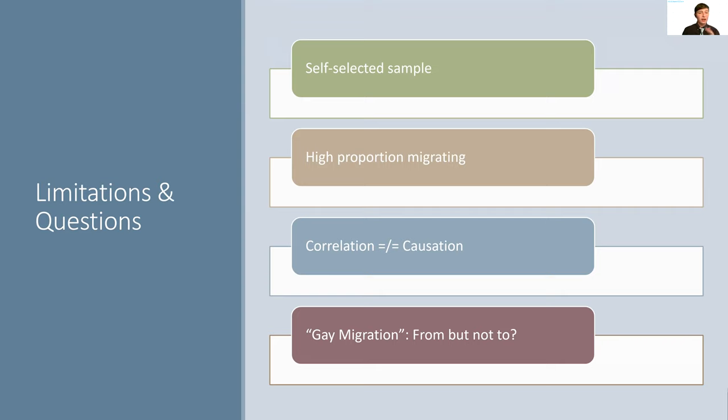If any of you have taken an intro psych class, you know all about correlation and causation. And finally, we found that gay migration predicts where they are coming from, but it does not predict where they're going for gay people. So there is something kind of weird there, where they are moving away from gay unfriendly places, but not going anywhere particularly gay friendly.